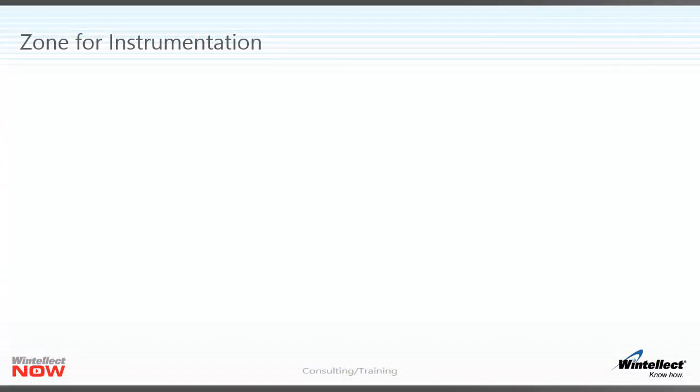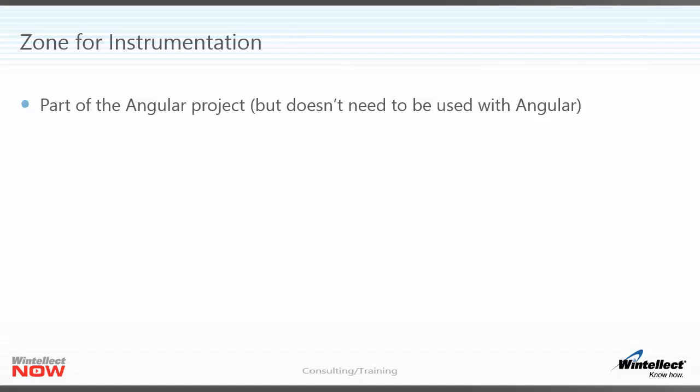There's a lot of functionality available in Chrome developer tools, and that could last an entire lesson, so I'm going to move on and share another tool called Zone that you can use to instrument your projects. Zone's part of the Angular project, but interestingly enough, it does not need to be used with Angular. And you can see the URL there. It's github.com/angular/zone.js to get the source.